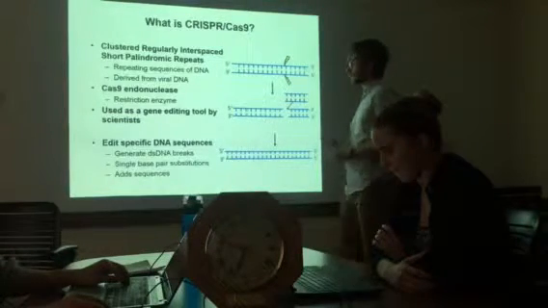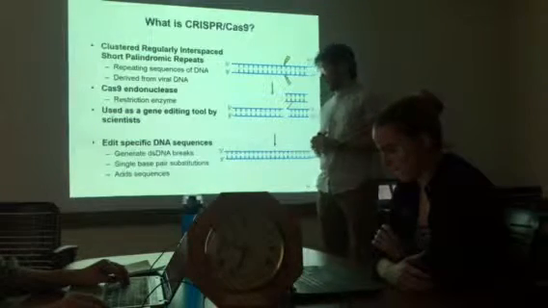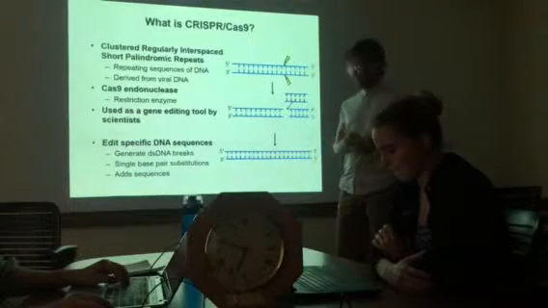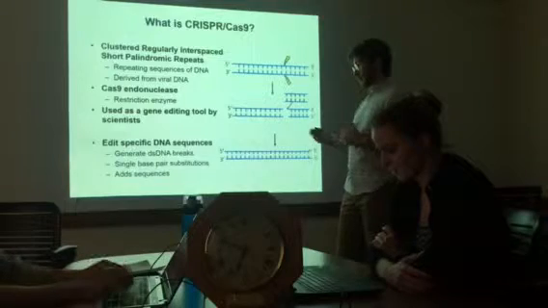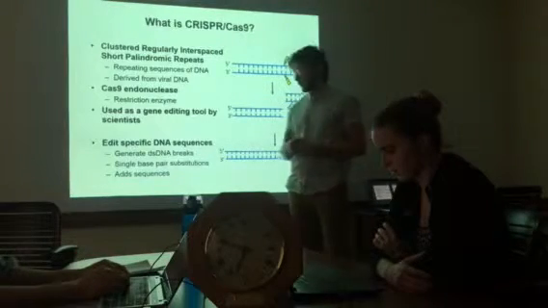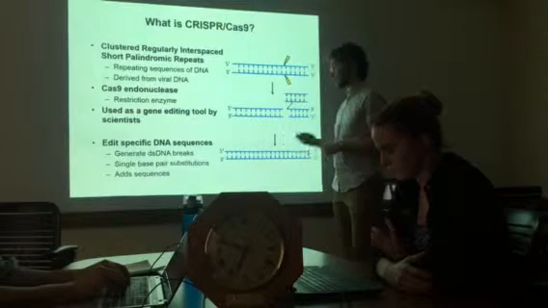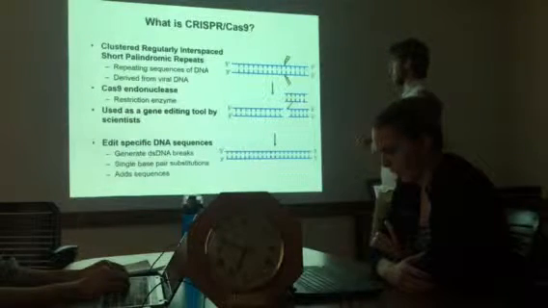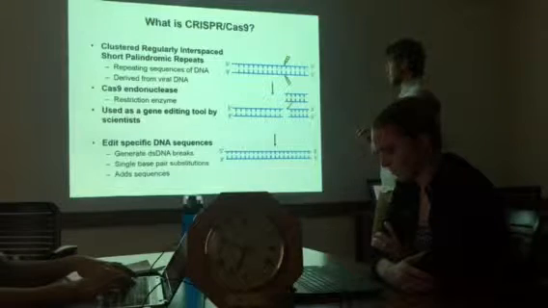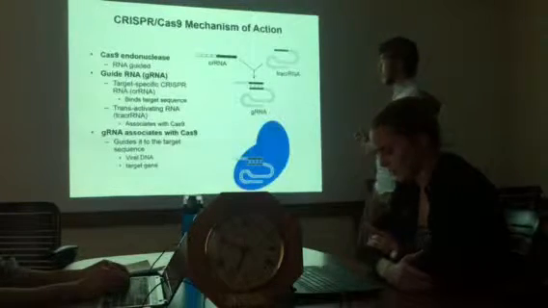CRISPR-Cas9 can be used as a gene editing tool by scientists. It can be used to edit specific sequences to generate double-stranded DNA breaks, like I just said, or a single-base pair substitution, and it can also add sequences to the DNA. As you can see here in the figure, this would be a case of adding a DNA sequence to the DNA that you just broke, and then your final product.